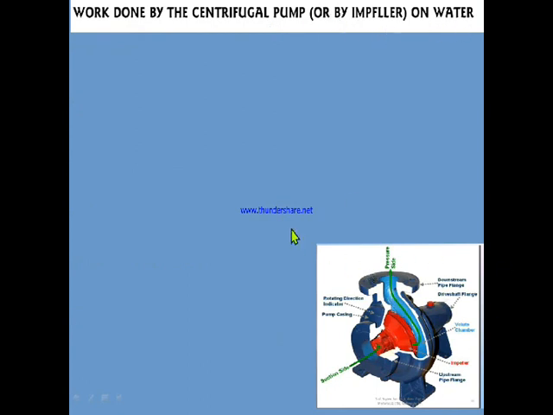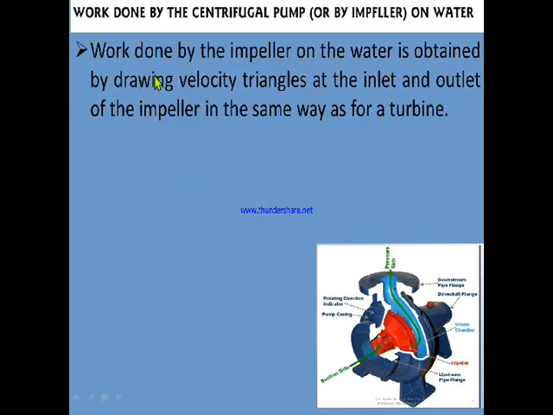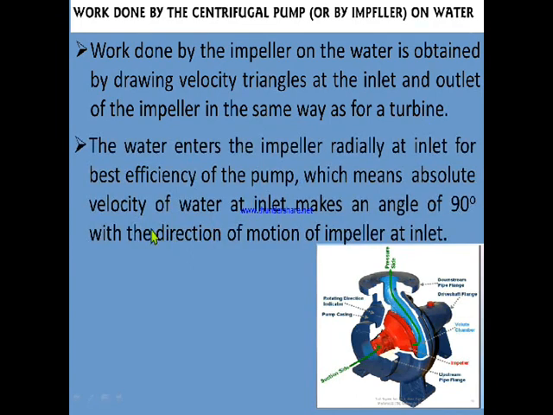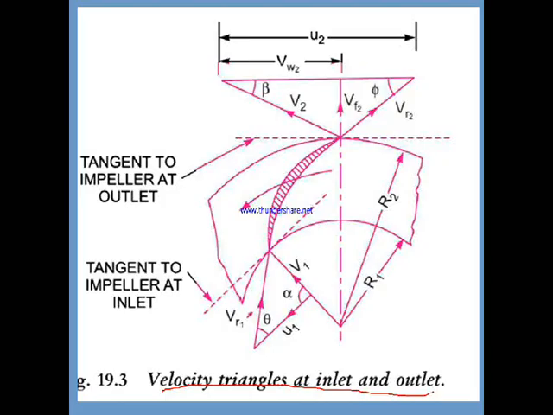We will have a diagram at the bottom. We will calculate the work done of the centrifugal pump by drawing the velocity triangles at the inlet and outlet conditions. This is the same as for the turbine. In the diagram we have a suction line, and this one is the discharge line. Water enters in the radial direction here and leaves at the discharge line.